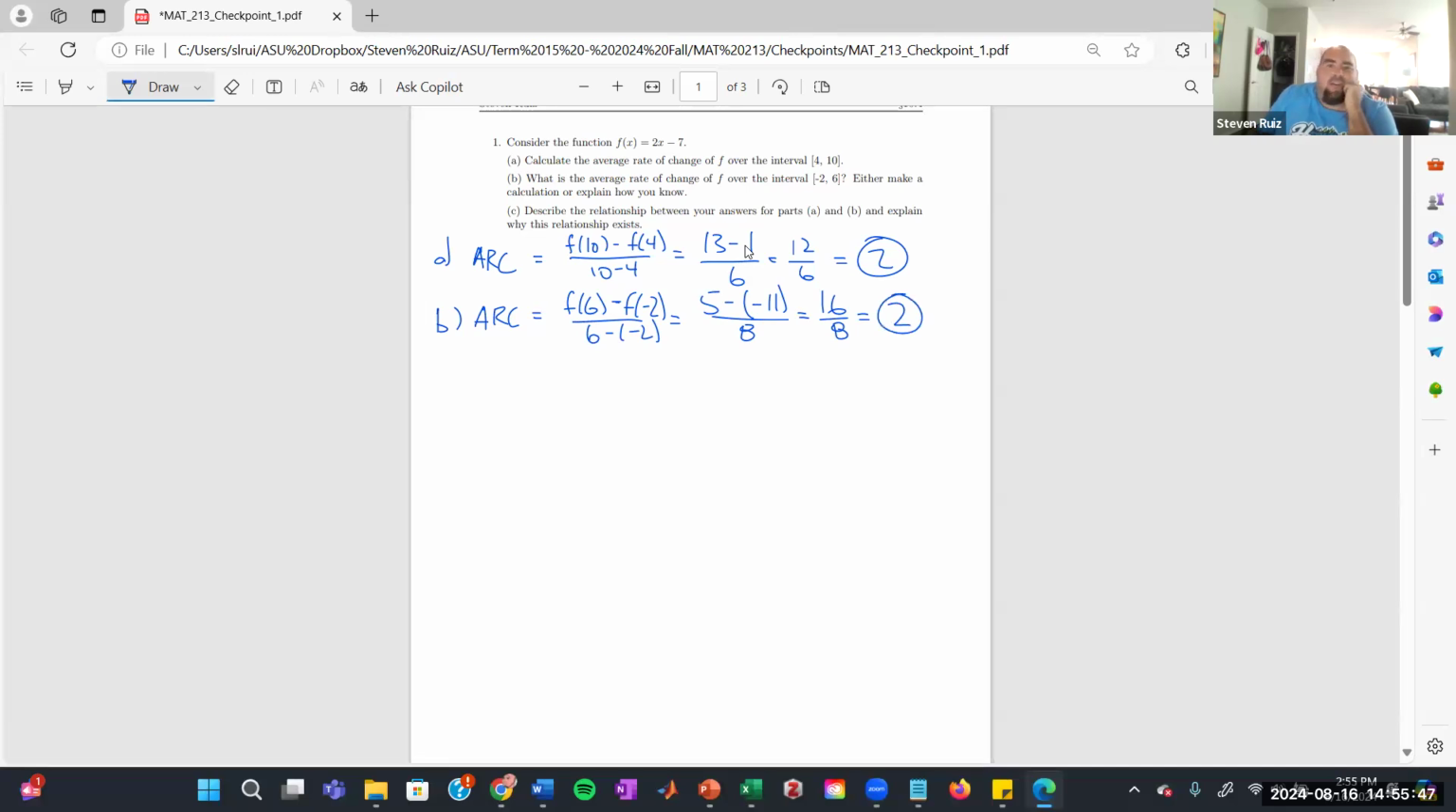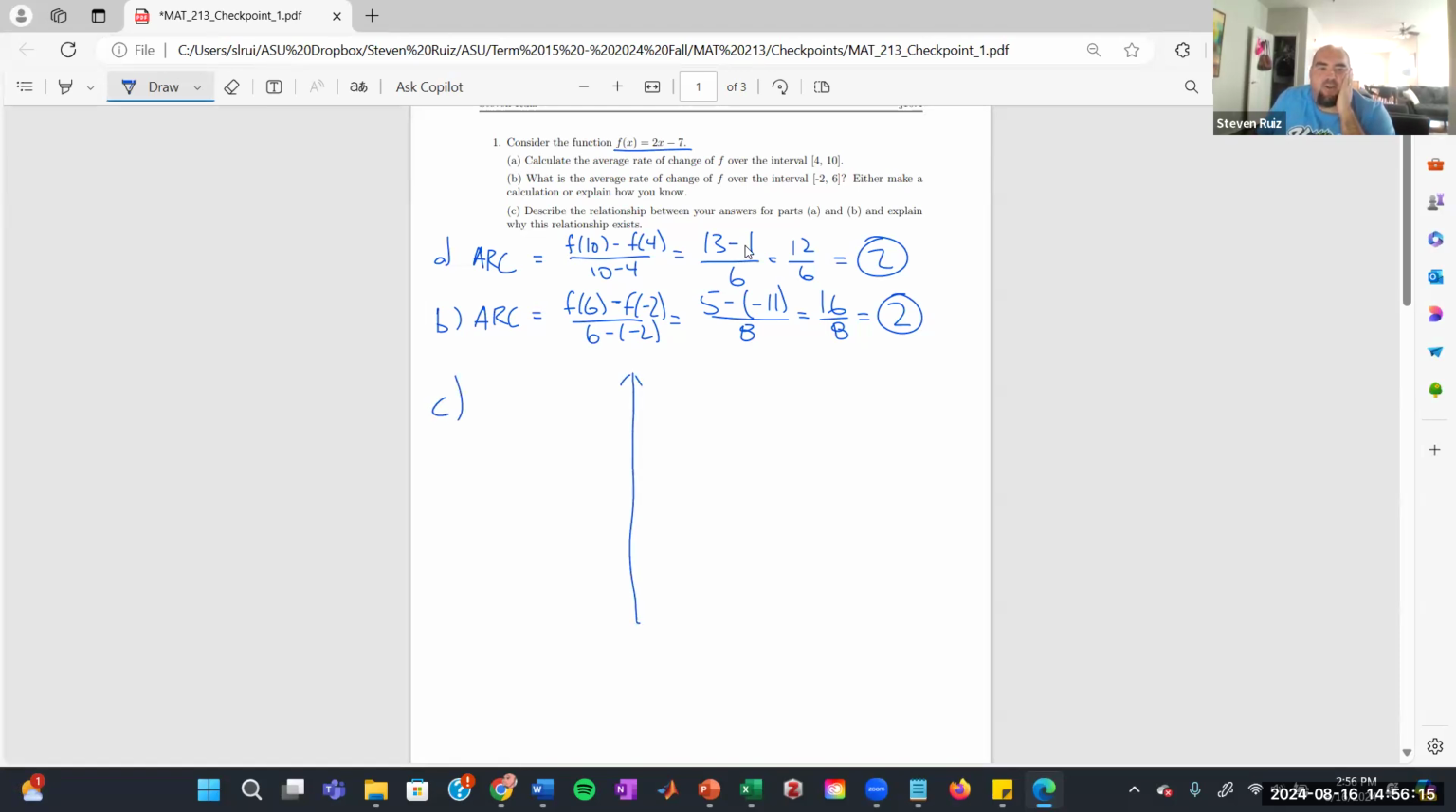So for that part of the question, I said either make a calculation or explain how you know. I get the same answer as I do for part A and for part B. So is that a coincidence, or why does that happen? The function we are given is f of x equals 2x minus 7. If you were to graph that, think about what it would look like. That's a straight line.